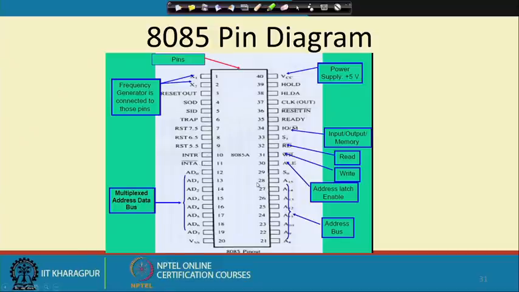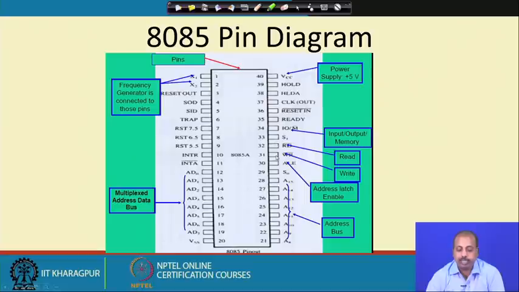Now, apart from this, there are some special signals like this read bar and write bar, which are for the read and write operations. So, they are to be connected. Then there are a set of interrupt lines.